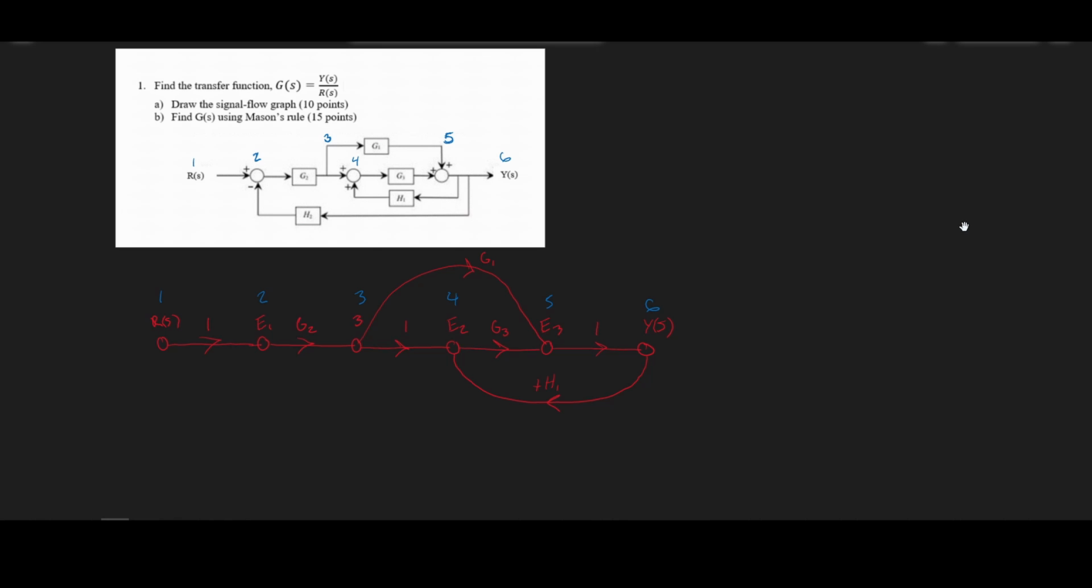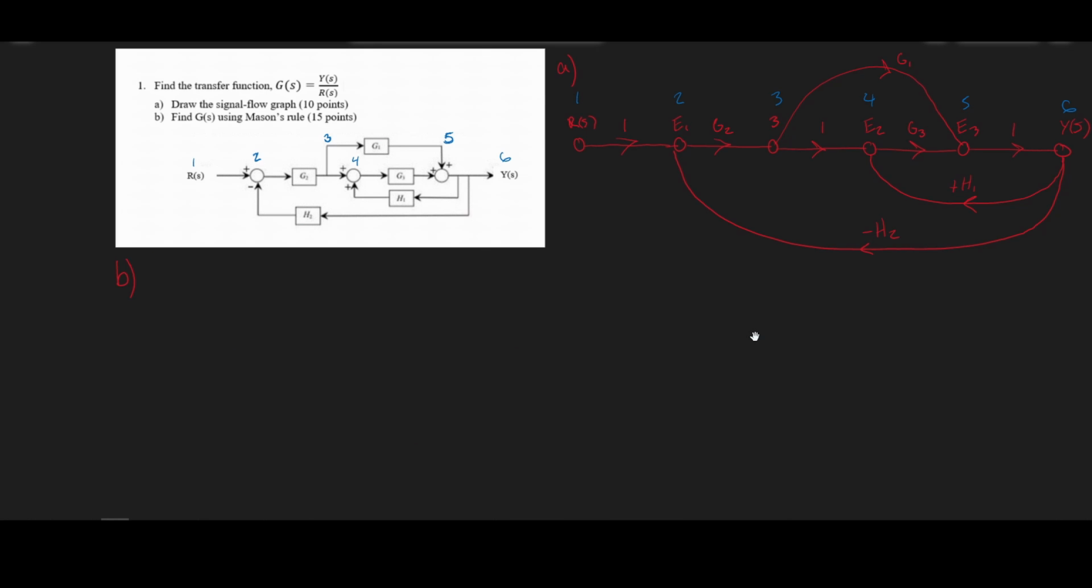And the other feedback loop is going to the first summer. That is negative feedback, so that's negative H2. Okay, part A is done. That is the signal flow graph. So let's go ahead and we're going to use that to work on part B.